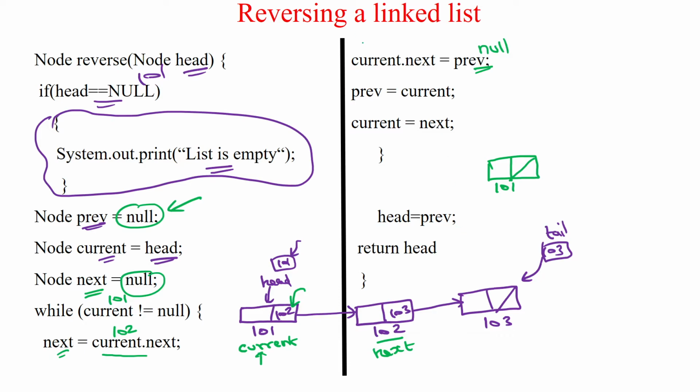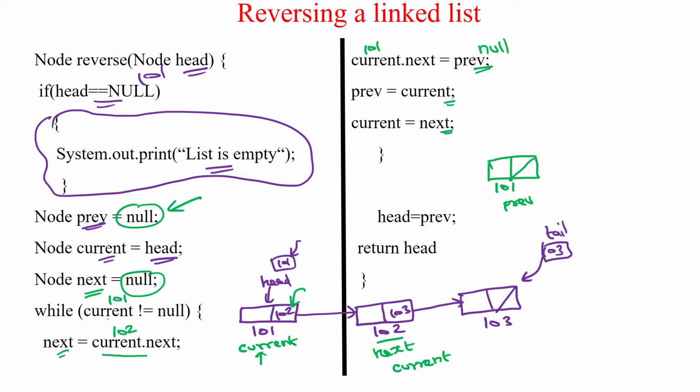So current is 101, and 101 next is previous. So null is written. Then current is assigned to the previous. Current is 101, so this is assigned to previous, right? Then next is assigned to the current. So which is the next? Next is 102. So 102 is assigned to the current.